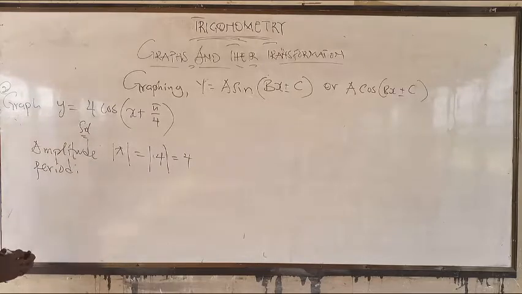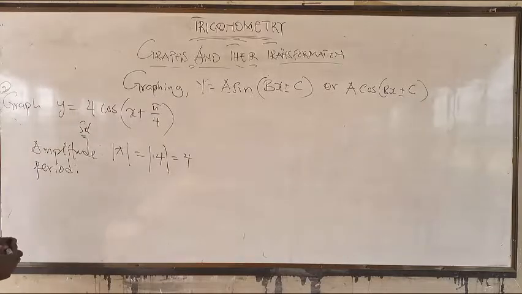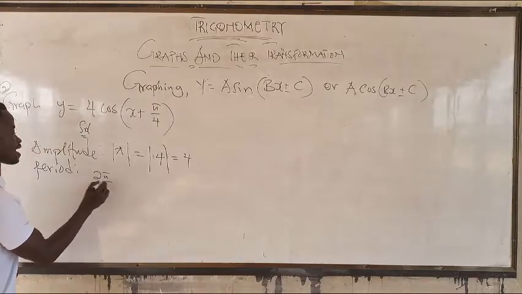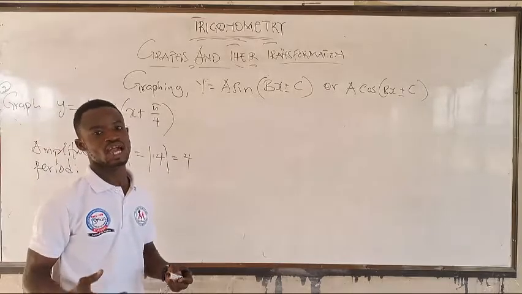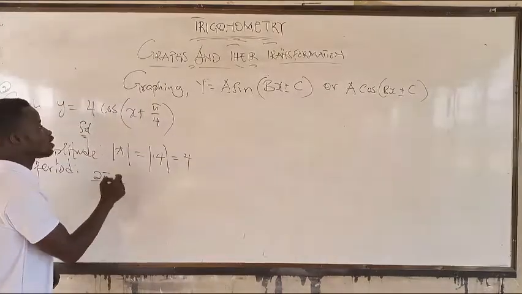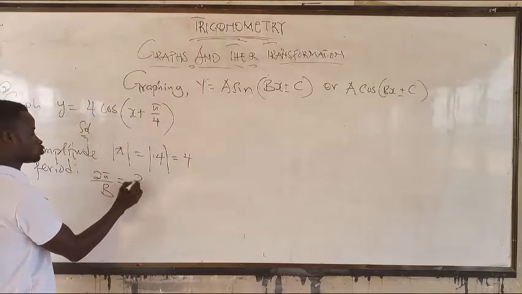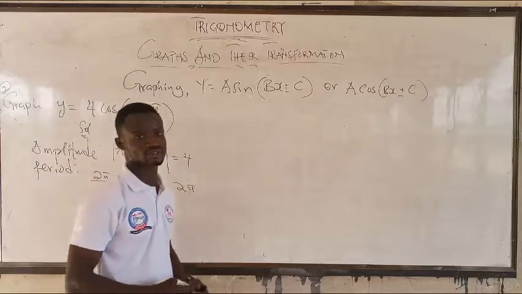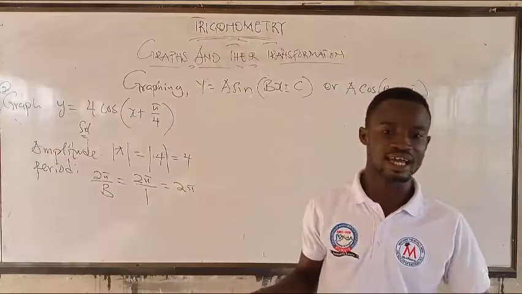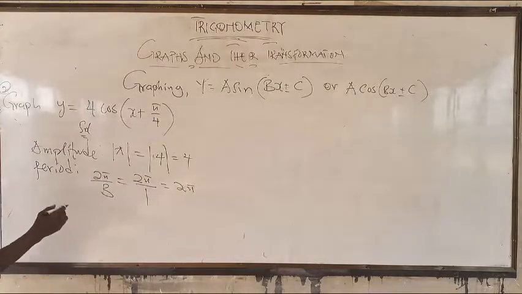Before you go for the interval and the count. So the period is just 2 pi over b. Alright, 2 pi over b. And you can see that what is the b here? Compare the inside to this. The b is 1. So 2 pi over 1, and that is 2 pi. Nice one. So that means that the period is just 2 pi.